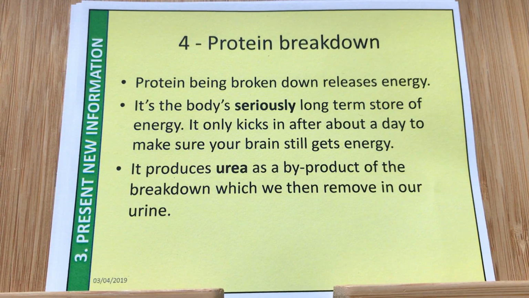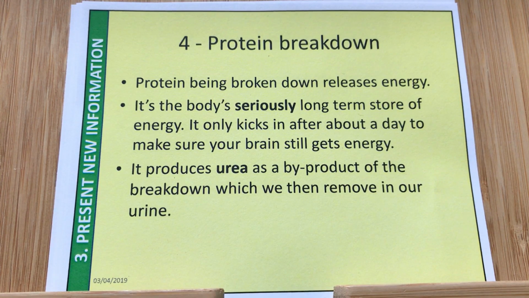This is when you haven't eaten for a long time. It can get to the point where people talk about muscle wastage, breaking down muscles as a kind of energy source. So this is the really long-term energy store of the body, and this happens after we've run out of our glucose and our glycogen. We go to breaking down protein, and urea is a byproduct of the breakdown, which we remove in our urine. Again, only worry about that if you are doing triple paper 2.